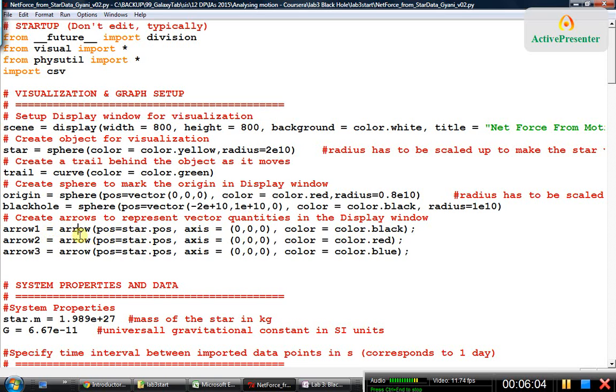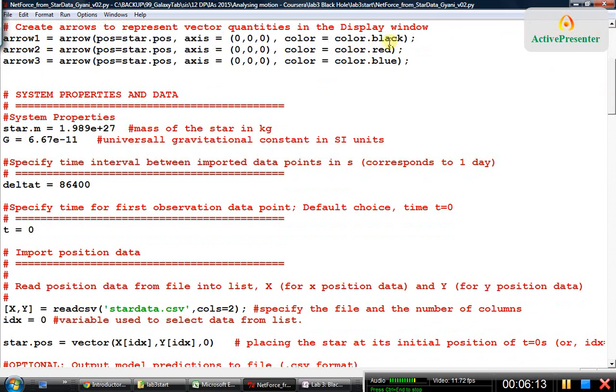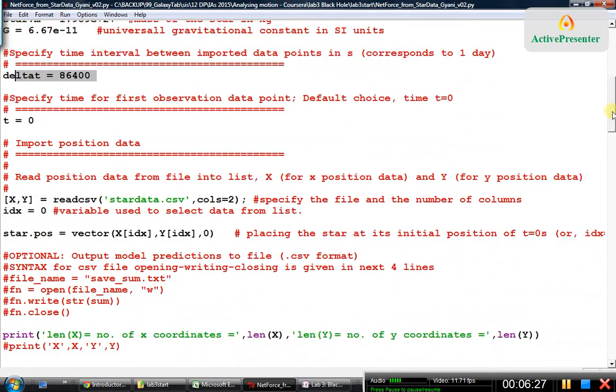Then these three arrows I will use to show the net force, the perpendicular component of net force and the parallel component of the net force in the three different colors of black, red and blue. Then mass of the star also I have initialized as given in the problem statement, and universal gravitational constant is initialized here, and the time interval is initialized here as given in the problem statement.